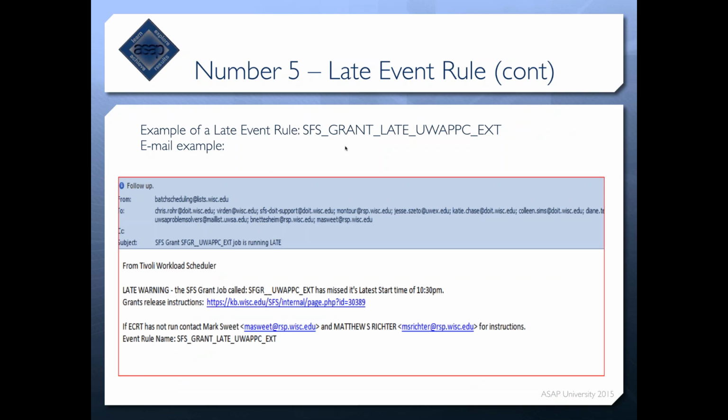And so here's an example of what the email looks like when it comes out. Because here it sticks in the job name, as you can see, and then it says it missed the start, and it gives you an actual link to that knowledge base article. And then, of course, it gives you the different email addresses.